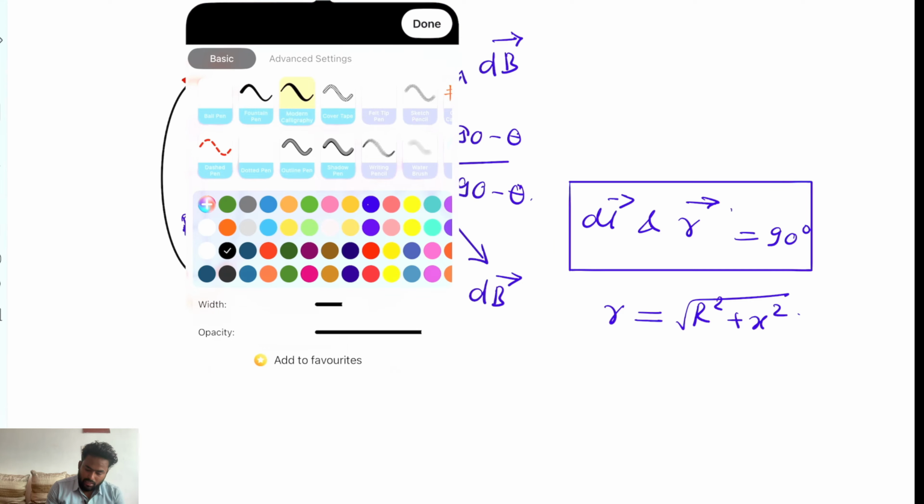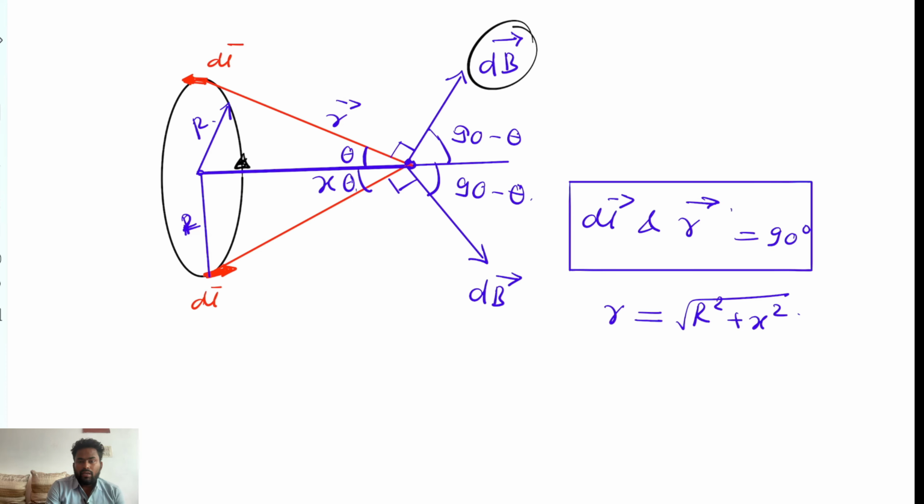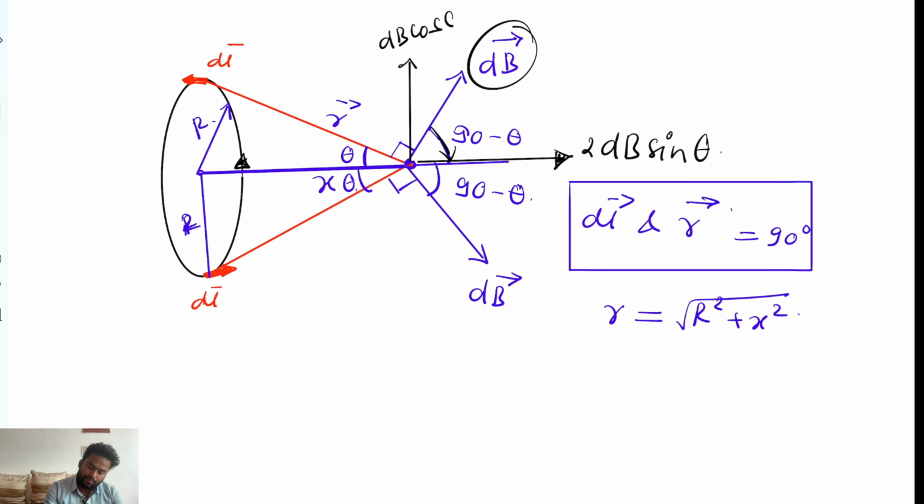Now we can take the components of this dB. Along the axis, the component will be dB cos of 90 minus theta, and cos of 90 minus theta becomes sin theta. So dB sin theta will come from the upper element, and from the downward element also dB sin theta. Overall it becomes 2 dB sin theta along the axis. Perpendicular to the axis, it will be dB cos theta on this side, and on this side also dB cos theta.